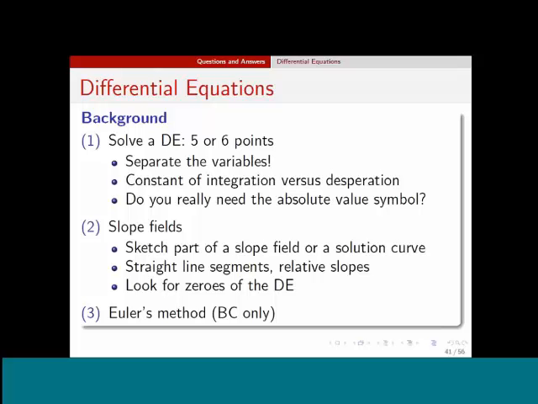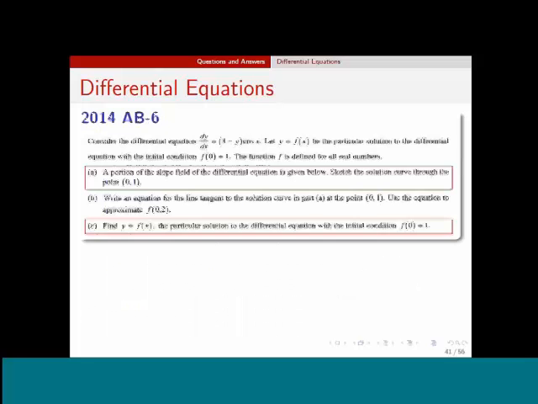Slope fields are easy. Sometimes we ask students on the free response portion to sketch a slope field. If they're trying to identify which differential equation goes with a slope field, look for straight line segments. Look for relative slopes, and again, if they're sketching a slope field and drawing segments, we look for relative slopes and grade that. Look for zeros of the differential equation. Those are easy. And in BC, sometimes we ask students to use Euler's method.